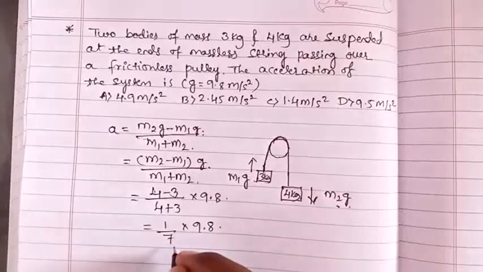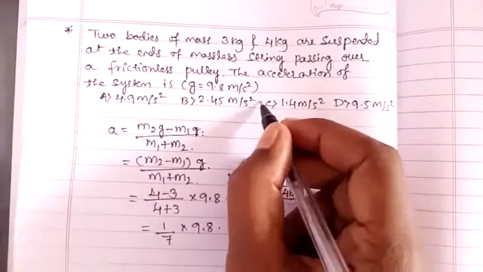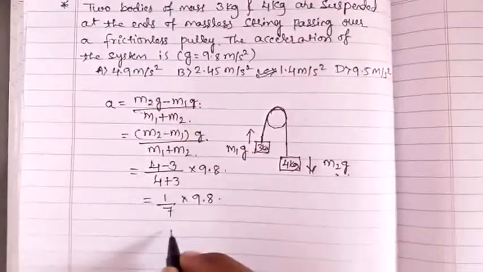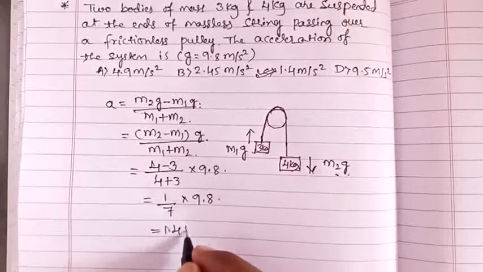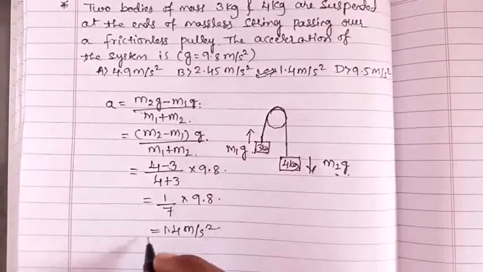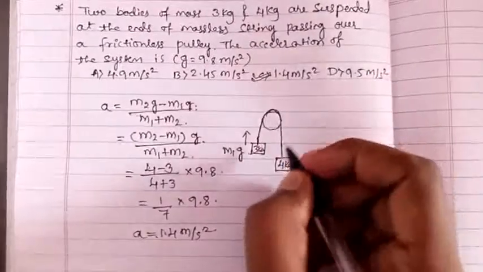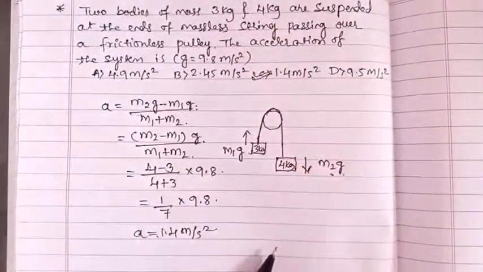Then 9.8 divided by 7, you will get the answer 1.4. That is 1.4 meter per second square. So this is called Atwood's machine. Okay.